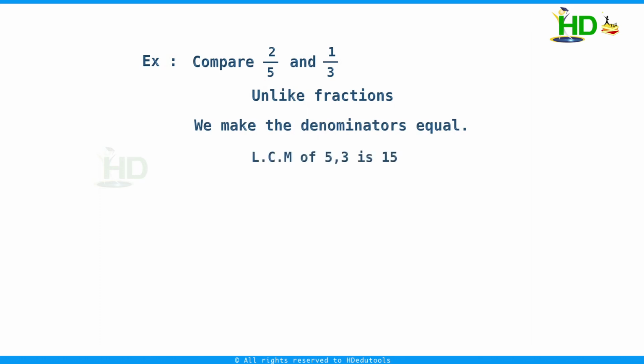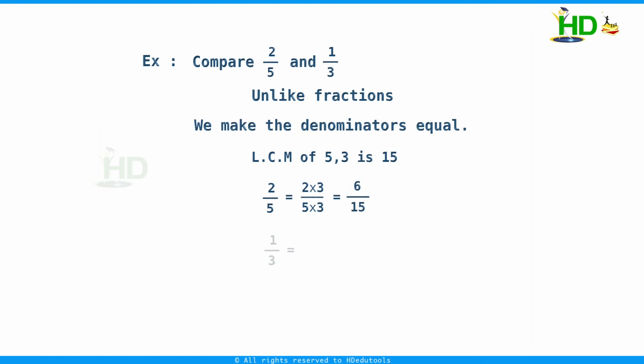We have to make the denominator as 15. To make the denominator 15, we have to multiply the denominator 5 with 3. And also we have to multiply the numerator 2 with 3, so that the value of the fraction does not change. So this can be written as 2 into 3 divided by 5 into 3. Now this is nothing but 6 by 15.